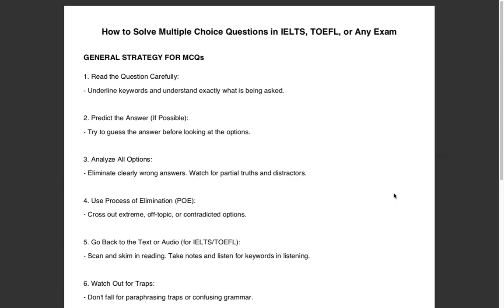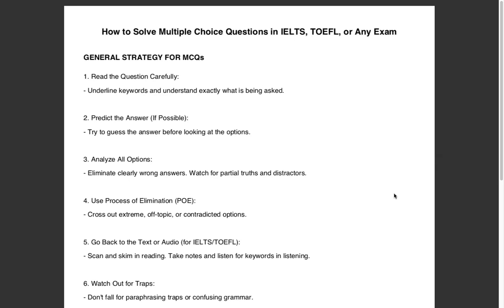Hello there. Today we are going to learn how to solve multiple choice questions in IELTS or TOEFL or Duolingo or GRE or any other exams. Whatever the exam that you have, if it is multiple choice questions, we will learn some strategies and smart techniques that will help you to figure out the correct answer and to remove all suspicious choices.